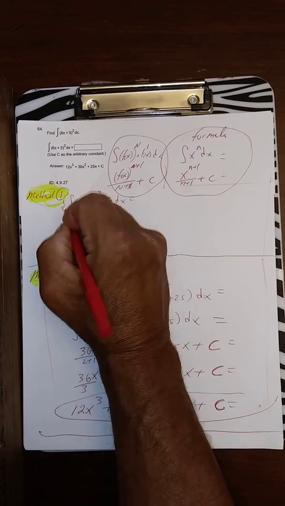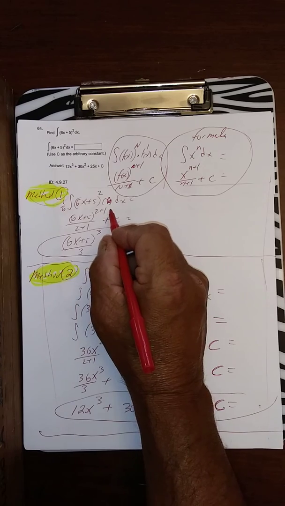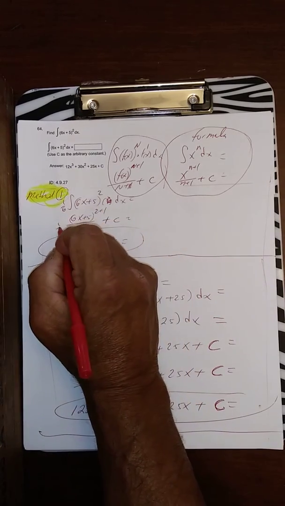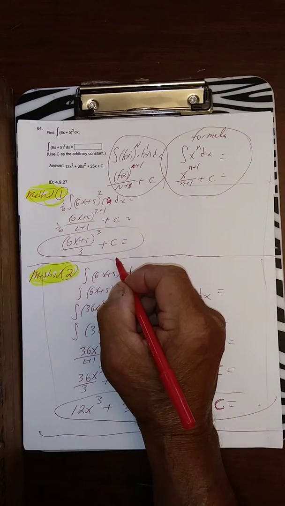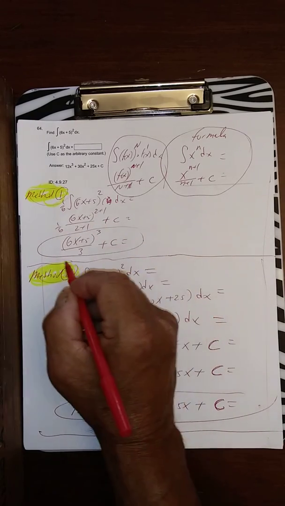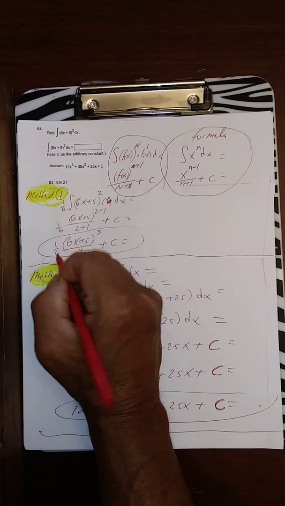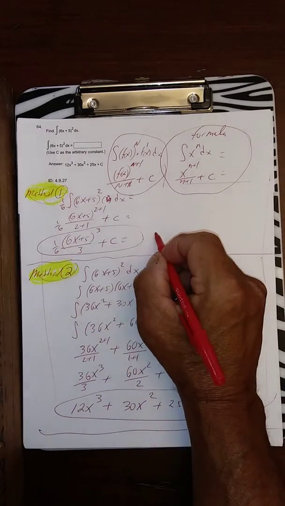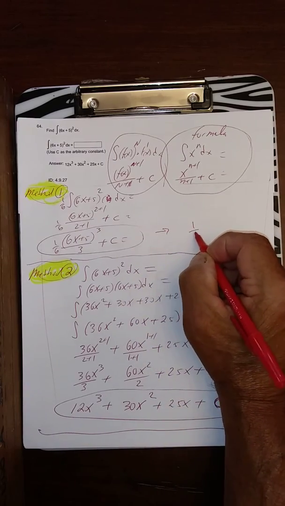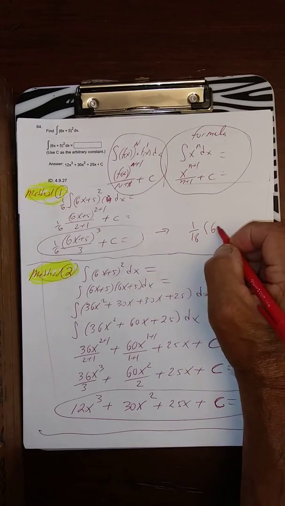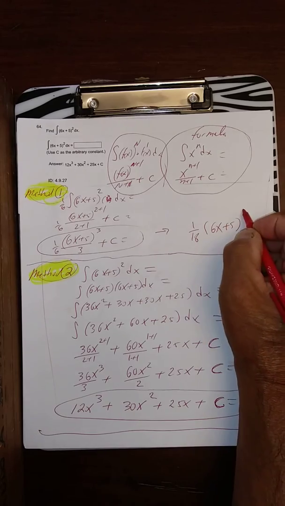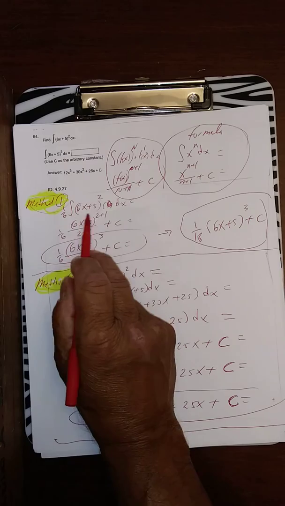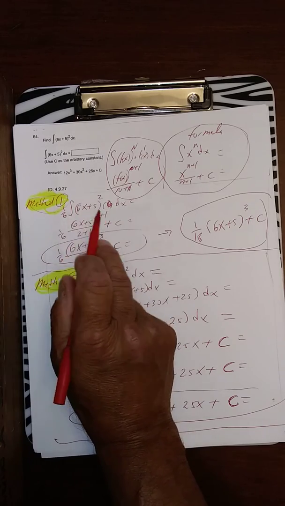The 6 and the 1/6. So this is actually going to be, okay, and the 1/6 is still there. So actually it's going to turn out to be 1 over 18 times 6x plus 5 to the 3 power plus c. This is the right answer right there, because it wasn't 6, but we fixed it. See how we fixed it right there?